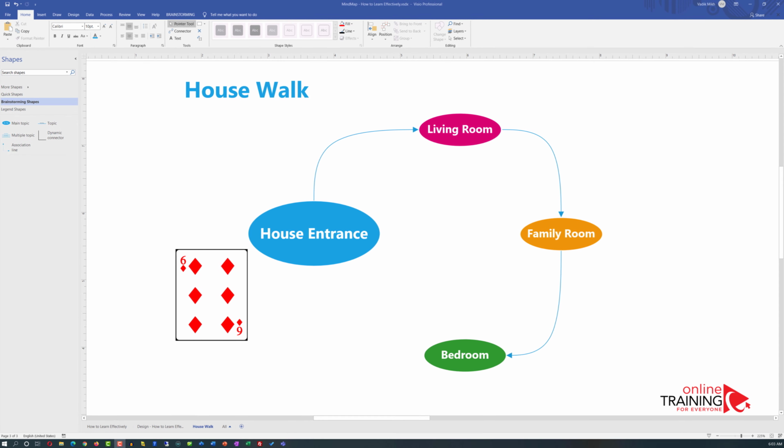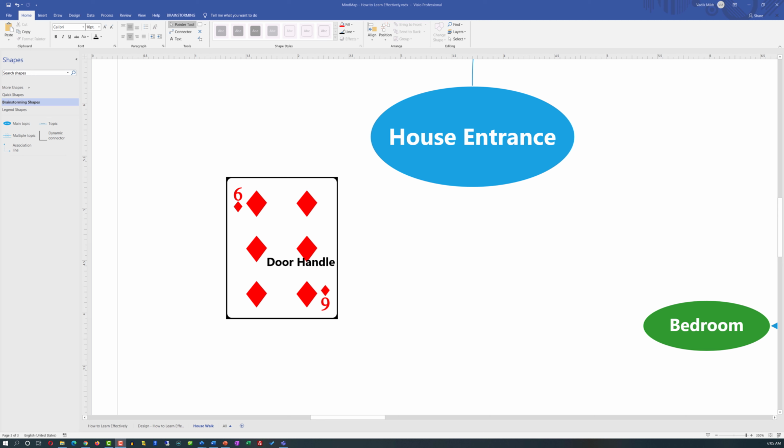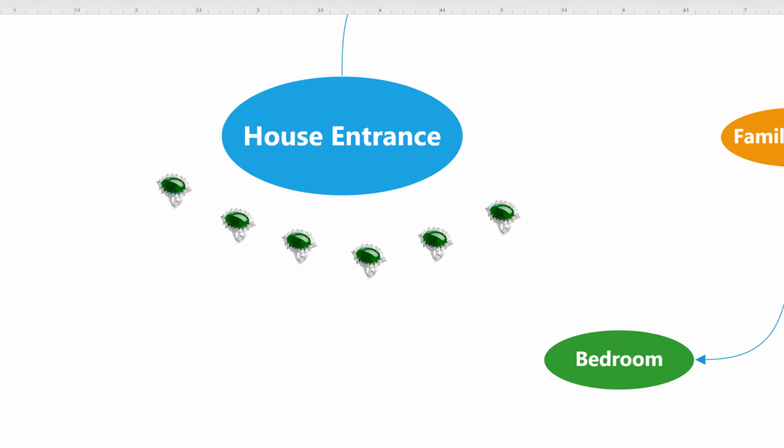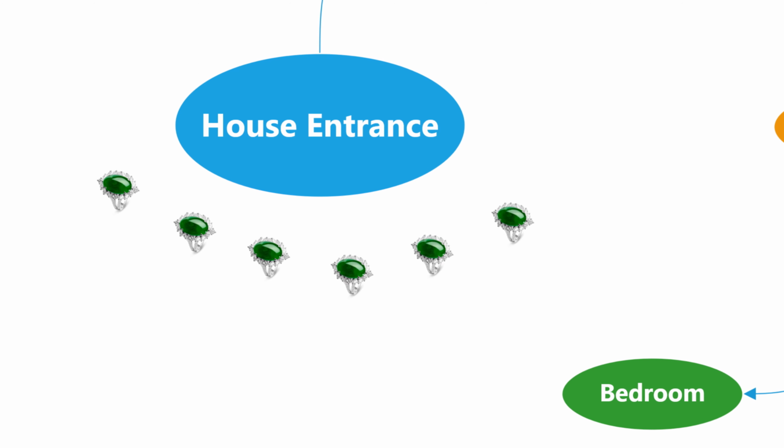Something that doesn't exist in the real world. This way our brain will remember it. For example, can you imagine your entire front door as 6 of diamonds, with the door handle right where it should be? Or can you imagine the door with 6 diamond rings hanging right in front of you? The more weird and the more unusual it is, the better chances you have for your brain to remember it.